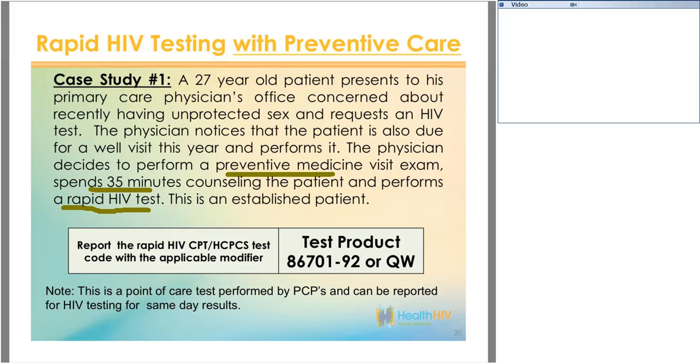Now this is an established patient, but again, we're not reporting the established patient code for this series. But if you were reporting this particular scenario to an insurance company, you would have two codes. You would have the code for the well visit established patient component of the visit, and also the code that designates that the patient had a point of care HIV test during the well visit encounter. So depending upon which state you're in, you would report either the Modifier 92 or Modifier QW. So remember, you report either one, not both.